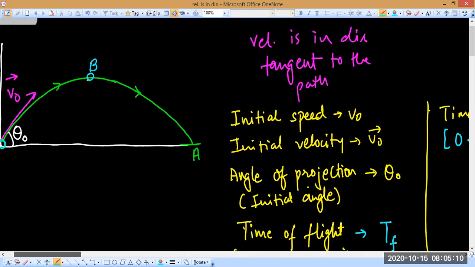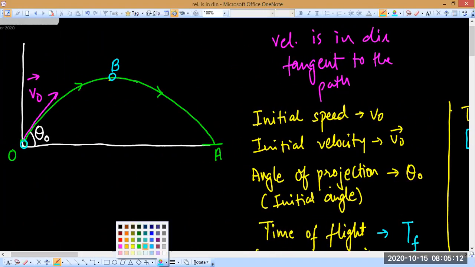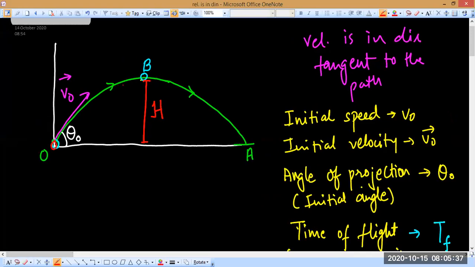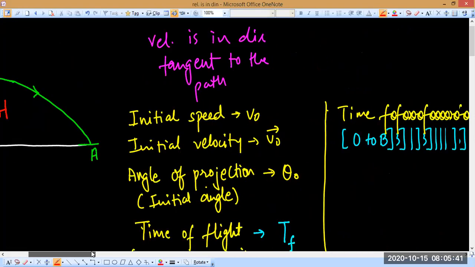And then two very easy terms. This height from here is called maximum height, capital H. Everyone, do not use any other symbol, you will get confused. From wherever you are throwing, from there it reaches this maximum height. So that's capital H.